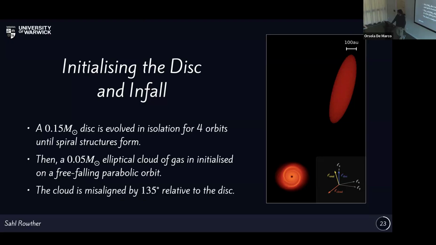The cloud is inclined by about 135 degrees relative to the disk. You can see the angular momentum vectors of the disk, cloud, and combined system on the bottom right. The reason we incline it is because the inclined cloud is now a source of angular momentum that's misaligned relative to the disk, so it has the potential to warp the disk.